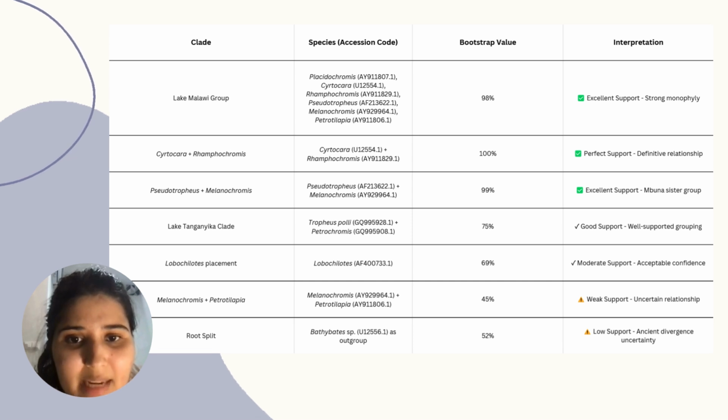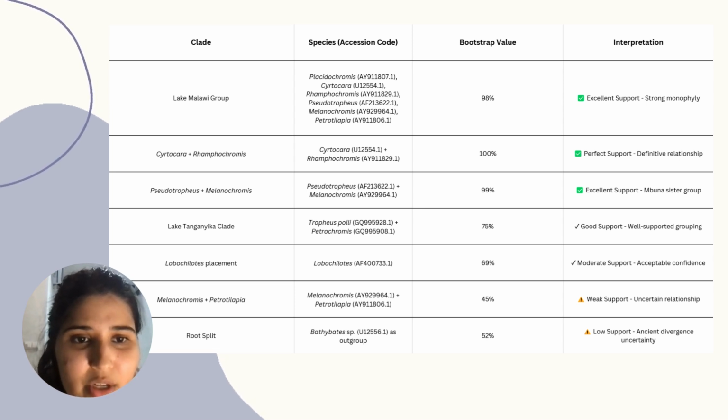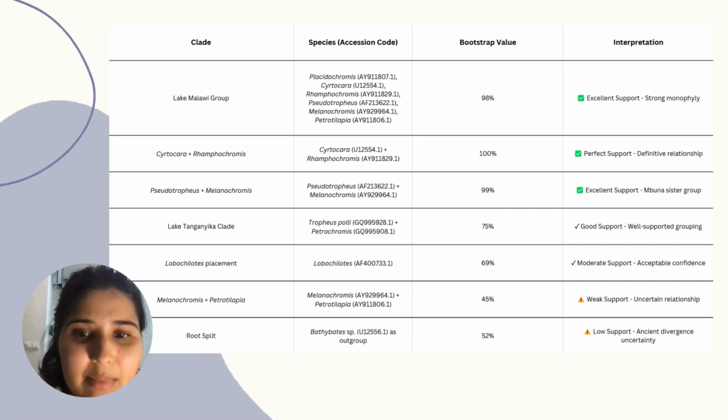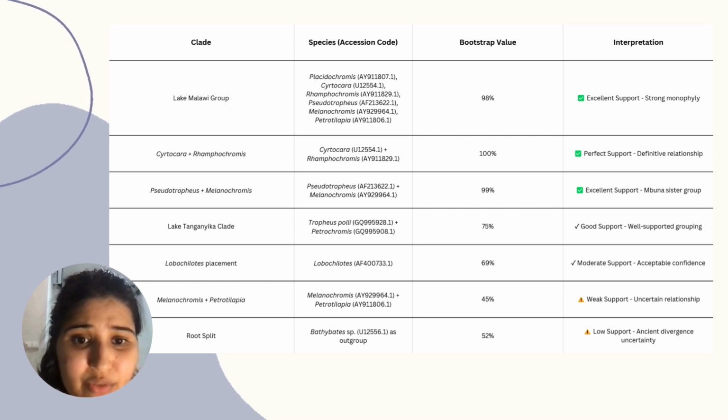For the internal Lake Malawi relationships, Cytocara and Rhampochromis have a definitive relationship with 100% support. Within Lake Malawi, the pairing of Cytocara and Rhampochromis stands out with a perfect 100% bootstrap support. This means this specific relationship appeared in every single analysis, offering definitive confidence in their close evolutionary tie.